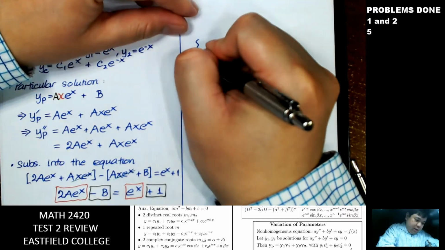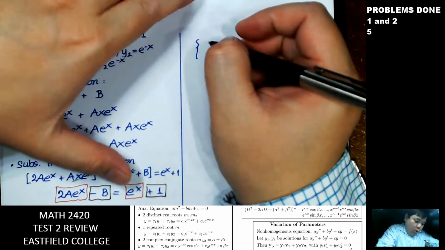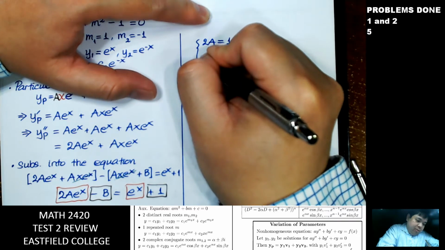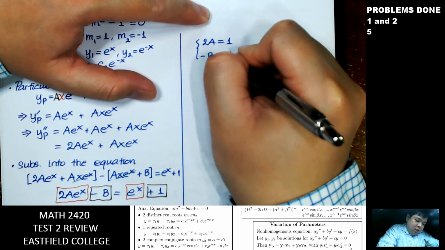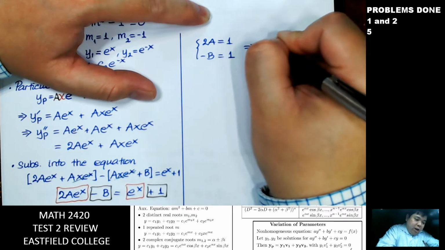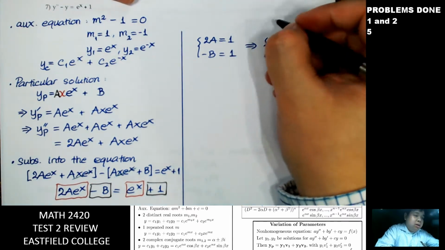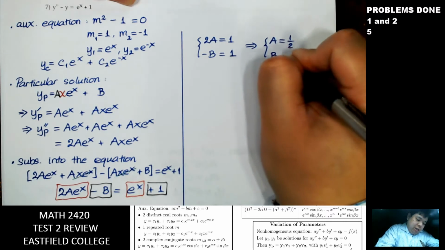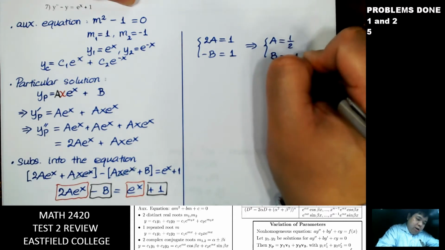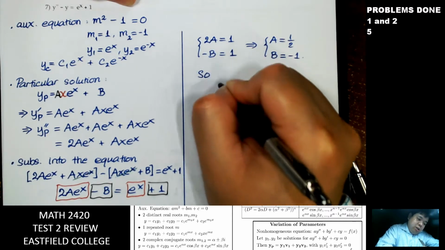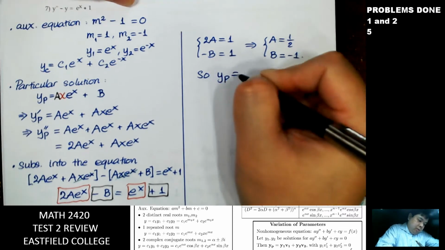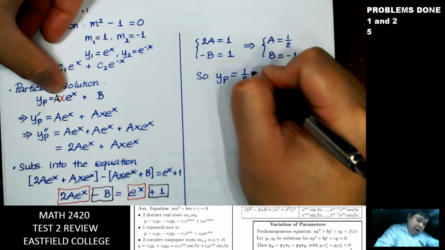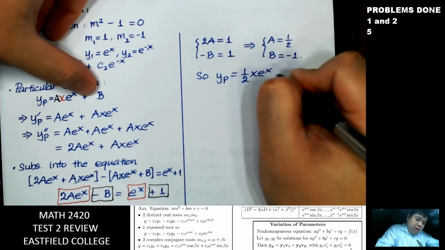So we have the coefficient 2a equal to 1 and negative b equal to 1 as well. So a is 1/2 and b is -1. So the particular solution in this form, we have 1/2 x e to the x minus 1.